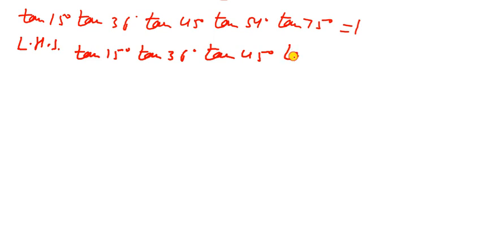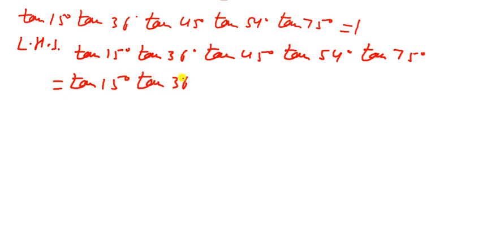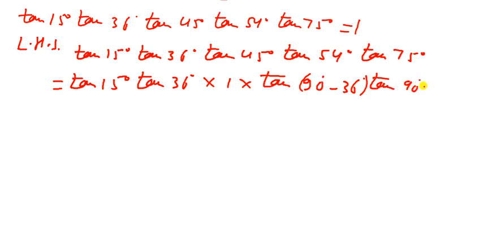So taking the left hand side, that is tan 15 degree, tan 36 degree, tan 45 degree, tan 54 degree, tan 75 degree. Tan 15, that is less than 45, so it becomes as it is tan 15. It is also tan 36 degree. As you know, tan 45, that is the one, and now tan 54.